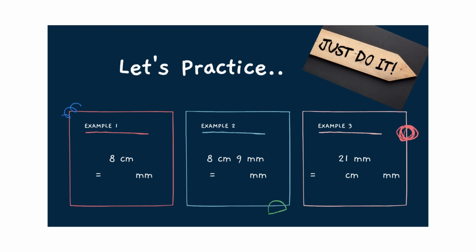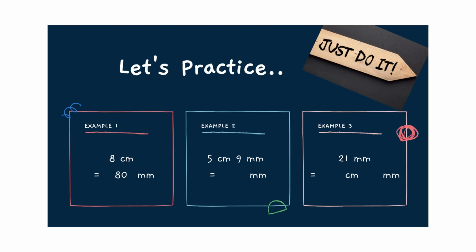All right. Let's just practice a bit. Example number 1. 8 centimeters. What would the millimeter be for 8 centimeter? Remember, if you're given centimeter, we want to change it to millimeter. What do we do? Yes, we multiply by 10. So 8 times 10 is equal to 80. So the answer is 80 millimeter.